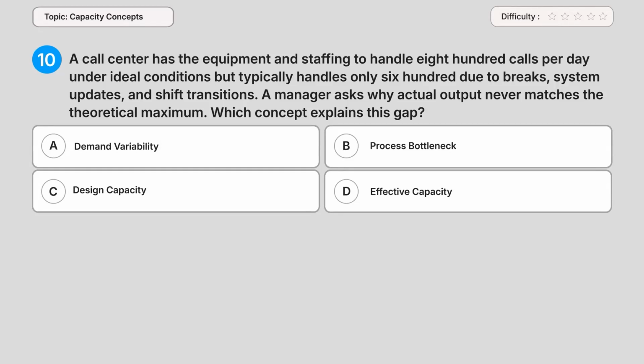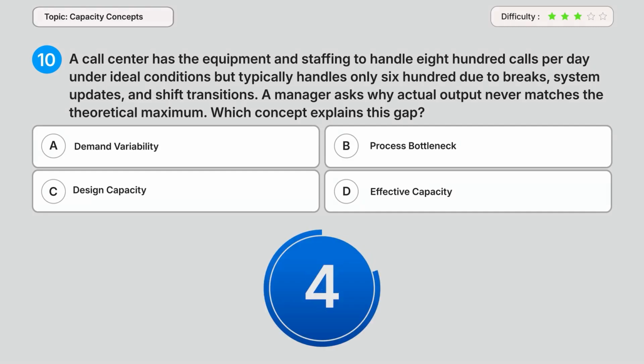10. A call center has the equipment and staffing to handle 800 calls per day under ideal conditions, but typically handles only 600 due to breaks, system updates, and shift transitions. A manager asks why actual output never matches the theoretical maximum. Which concept explains this gap? A. Demand variability. B. Process bottleneck. C. Design capacity. D. Effective capacity. What do you think is the answer?